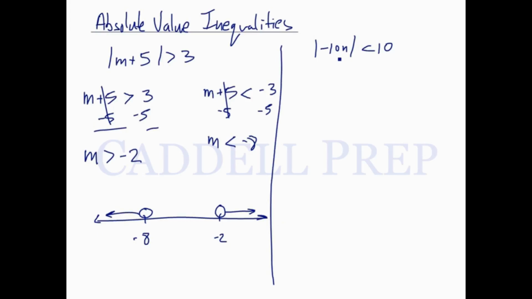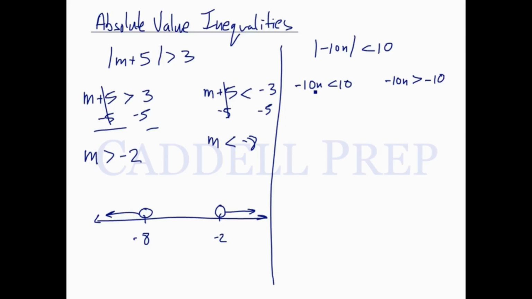Let's take a look at this one. The absolute value of negative 10n is less than 10. So again, the absolute value portion is by itself, so let's make our two different inequalities. Negative 10n is less than 10. Then we have negative 10n. We're going to make this negative, so switch this, is greater than negative 10.